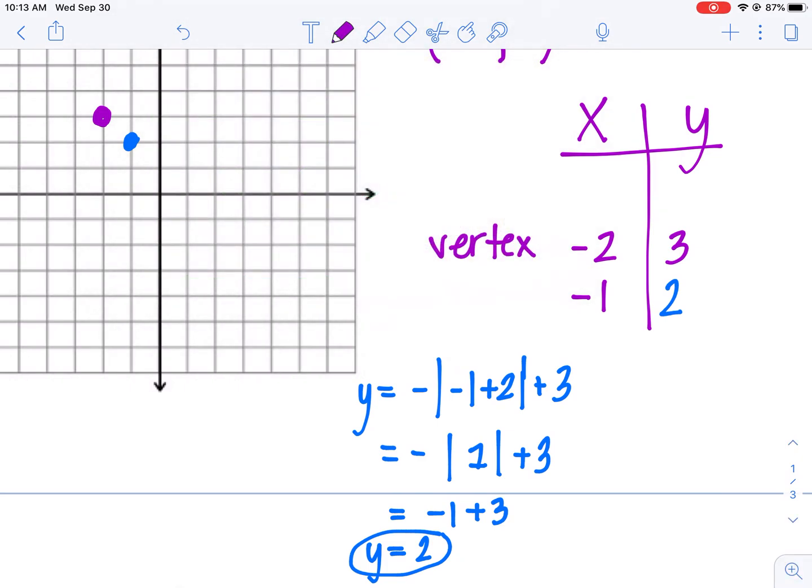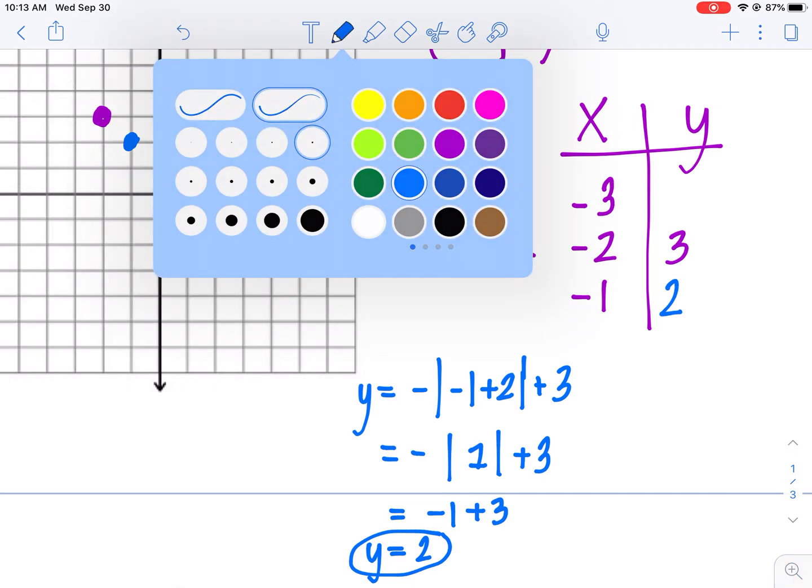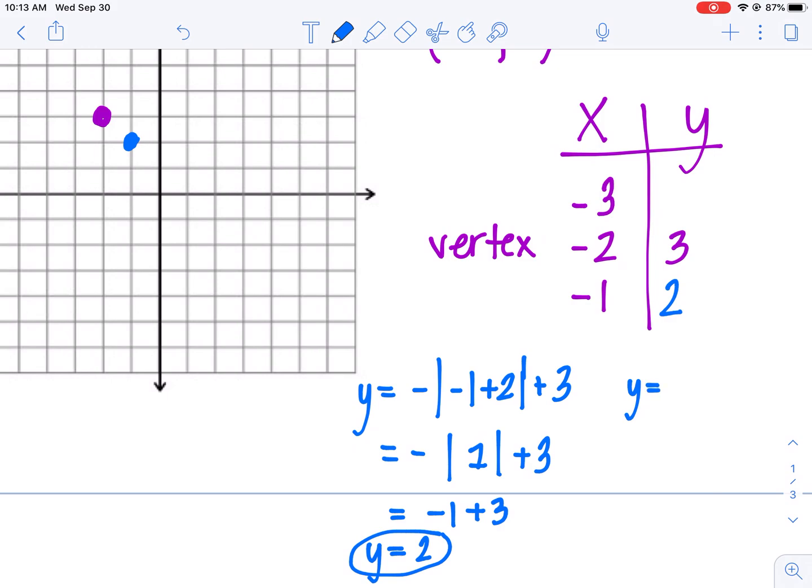Let's pick a couple other points. How about I pick -3? Let's do the same thing. Go to your original function. This time, instead of plugging in an x, you're going to put -3.